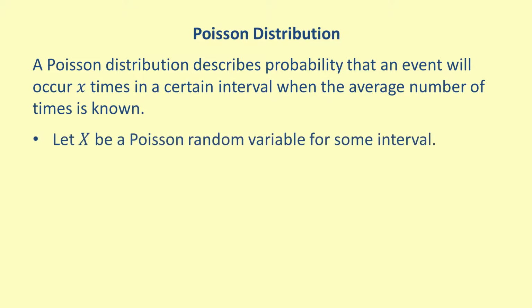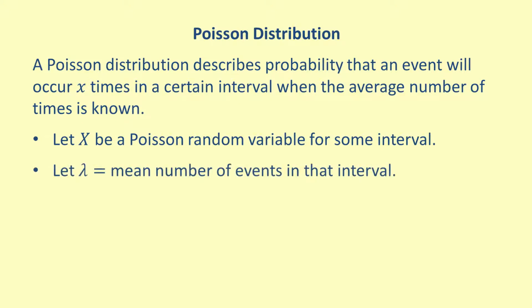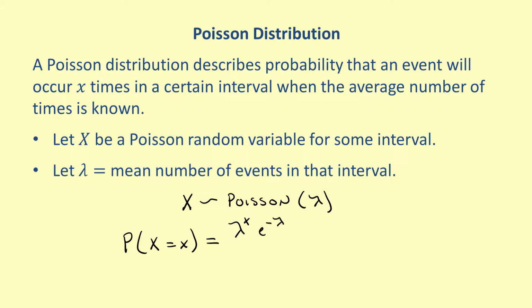We can use x to represent a random variable that follows a Poisson distribution. In other words, x is a Poisson random variable. We use lambda to represent the mean number of events in the interval. Then we can write that x follows a Poisson distribution with parameter lambda. The probability that the number of events in a particular interval is x can be calculated as lambda to the power of x times e to the power of negative lambda divided by x factorial.